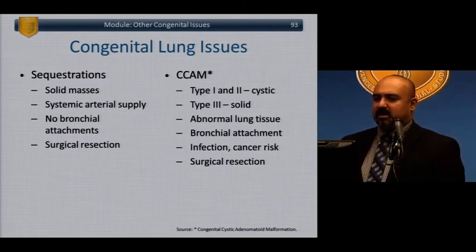CCAMs, the congenital cystic adenomatoid malformations, are basically cystic lesions. It's abnormal lung tissue. They are attached to the bronchus. They're part of the airway, and that's why they have an increased risk of infection, pneumonias, other things. Surgical resection is still what we do for these as well. So those are the differentiating factors between the congenital lung problems that we see.